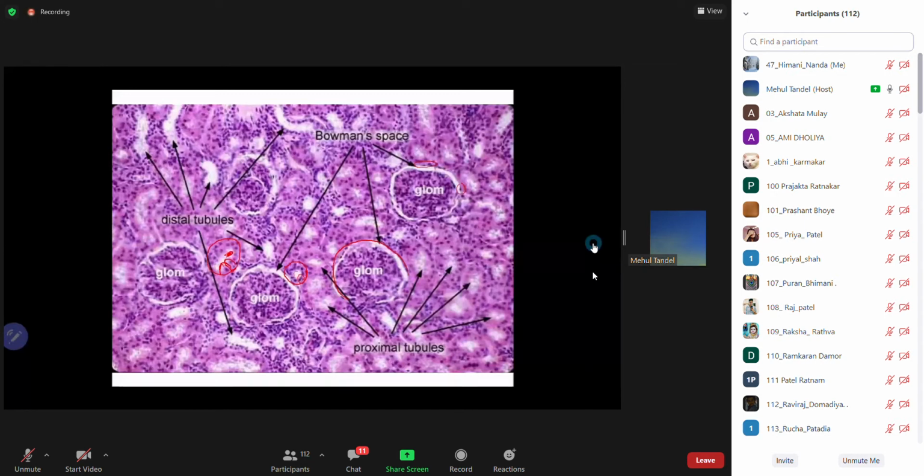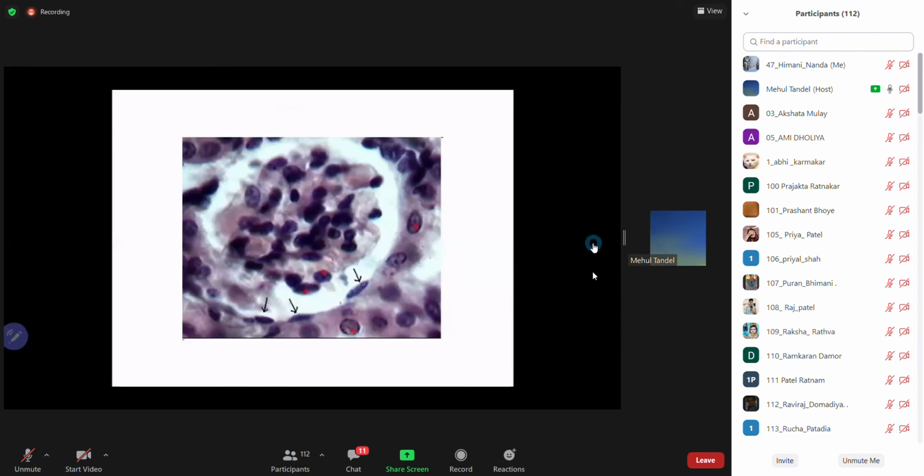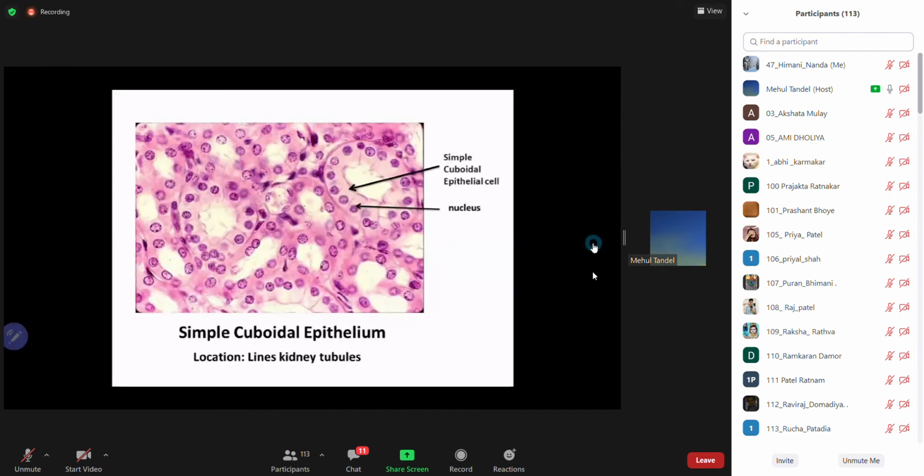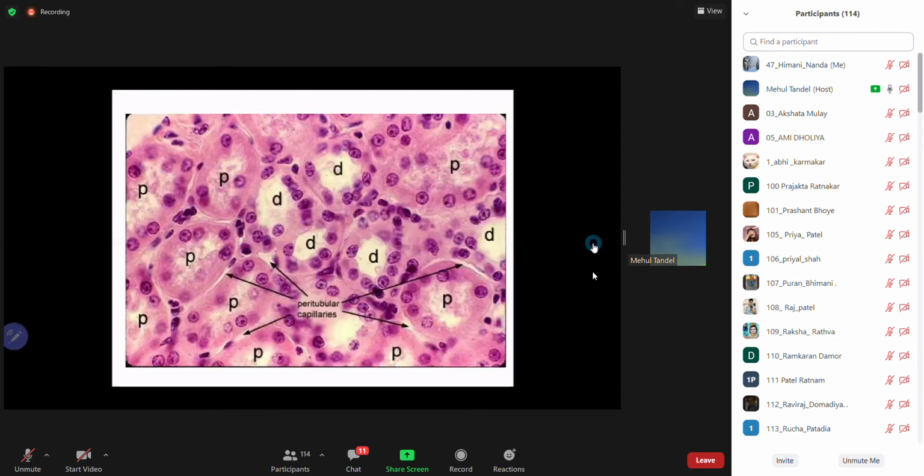DCT lumen is large. Here you can see round nuclei, single row. So this is PCT and DCT. Both are examples of simple cuboidal epithelium. Okay, you can see parietal layer of Bowman's capsule, single layer of squamous cells, simple squamous epithelium. Here PCT and DCT are very clearly seen. See shape of nuclei, round nuclei हैं. So this is simple cuboidal epithelium. Okay, another simple cuboidal epithelium.